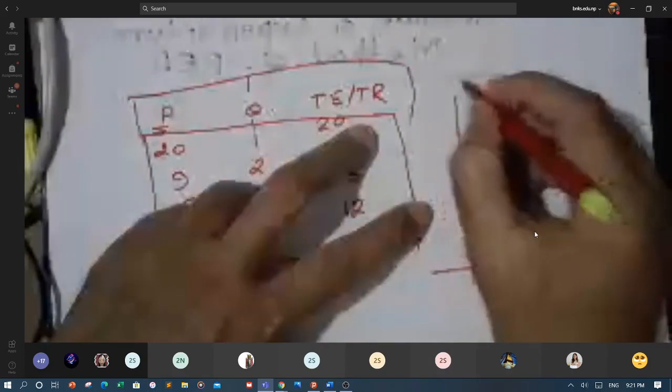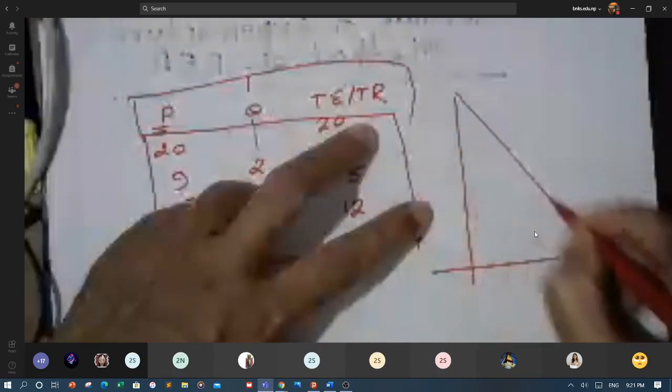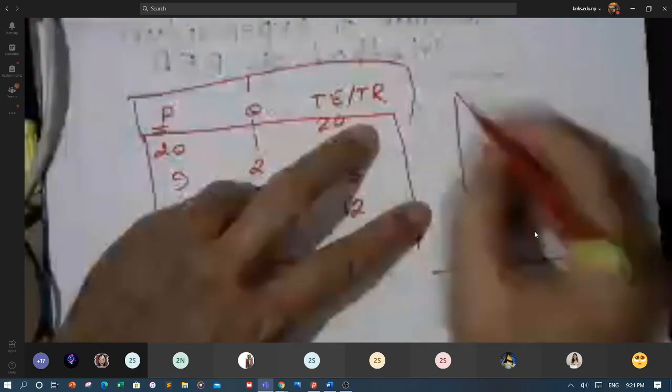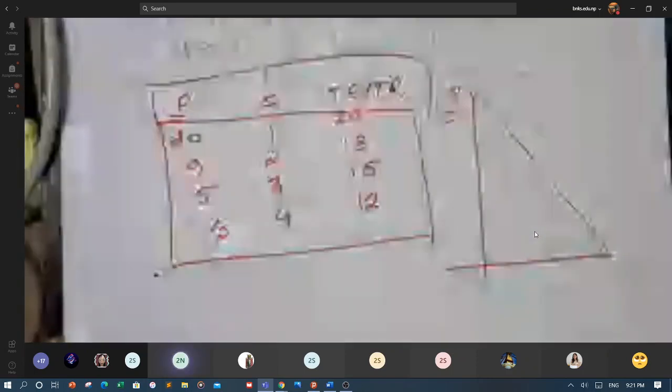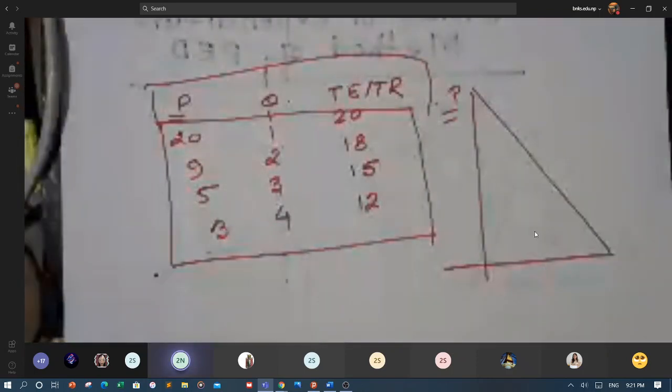Okay, let me, yes, I'll make it clear. This is what type of elasticity this figure has? Every type, sir. So this is every type. Okay, then.